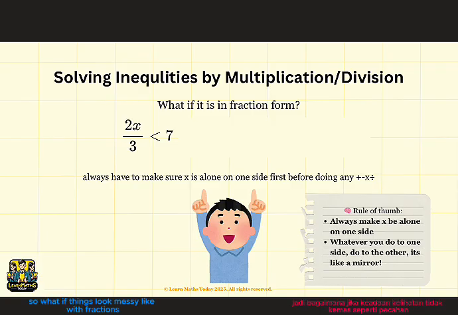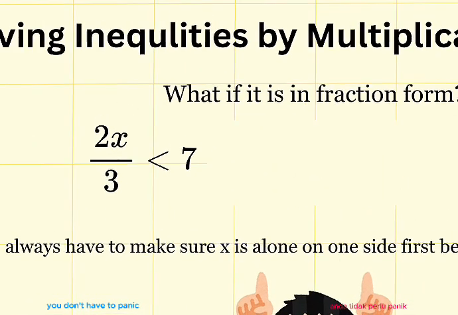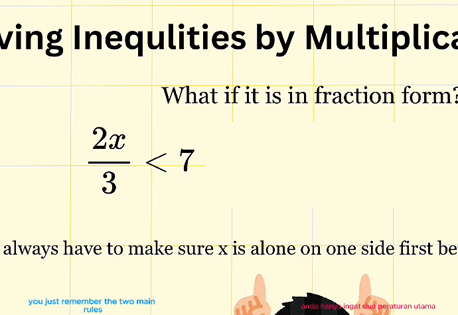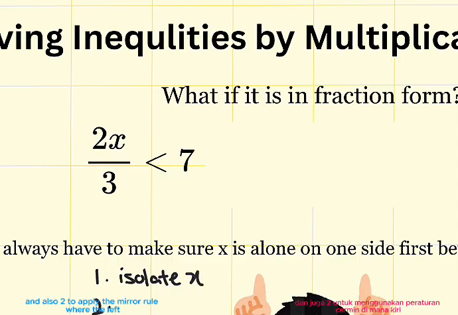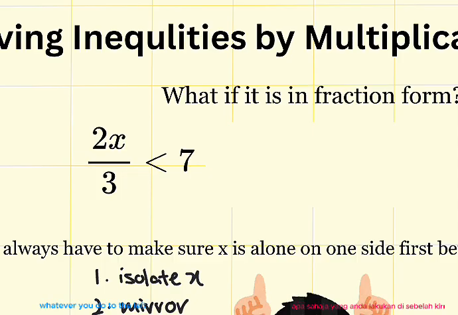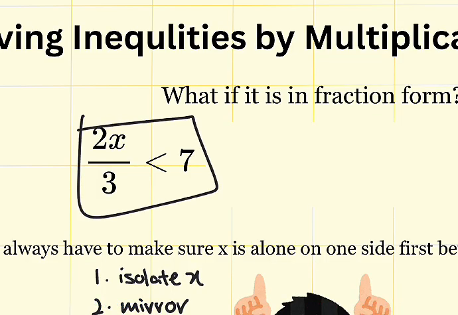So what if things look messy, like with fractions? You don't have to panic. You just remember the two main rules. One, isolate the x. And two, apply the mirror rule: whatever you do to the left, you must do to the right. So look at this example over here. We need to first isolate our x on the left.